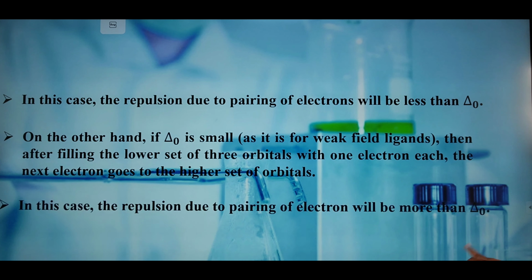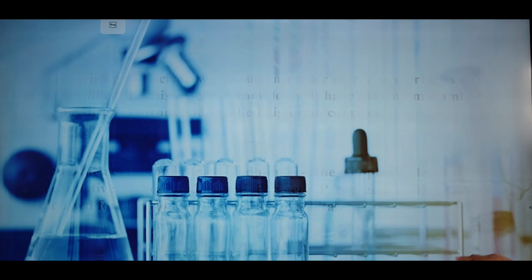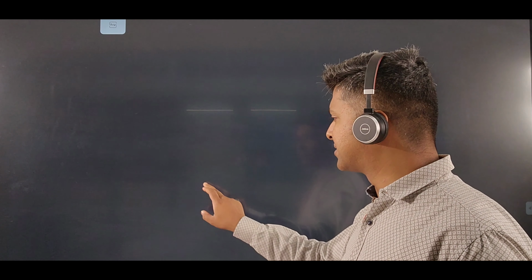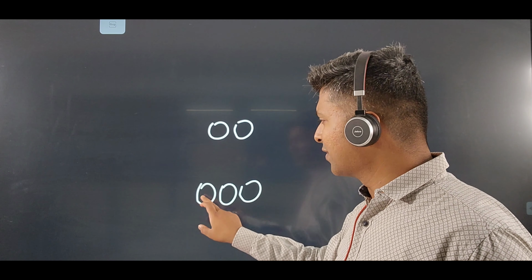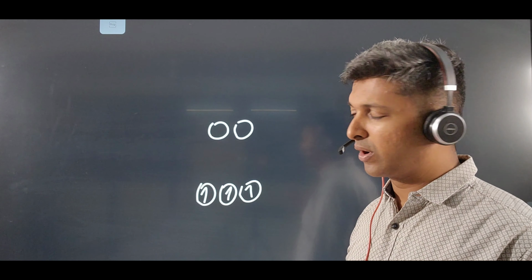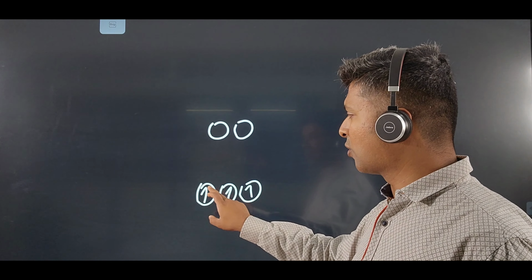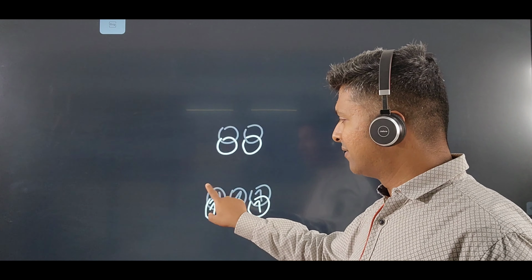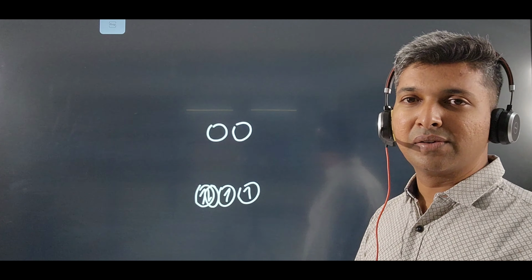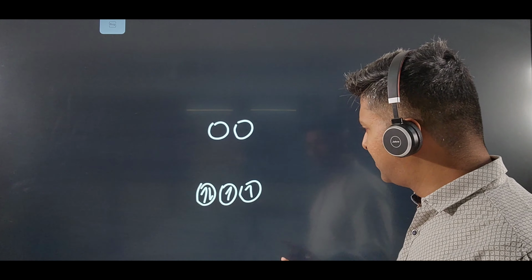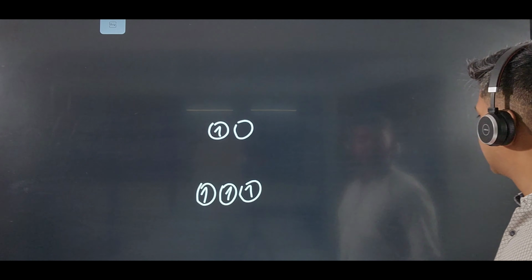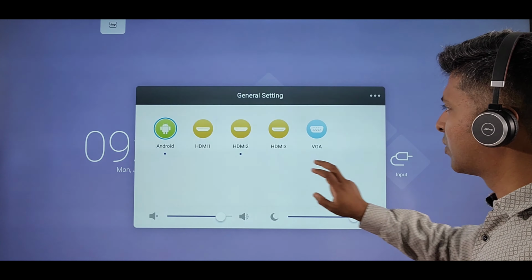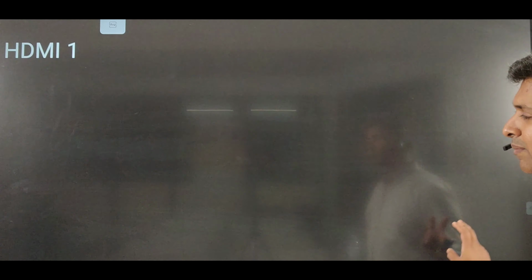I'll show you through a diagram. If this is the lower set of energy orbitals and this is the higher one, and you are filling 4 electrons, then if the 4th electron comes over here, it will experience a repulsion from the other electrons. If this electron is filled over here instead, the repulsion experienced will be less. That is what was meant by that particular point.